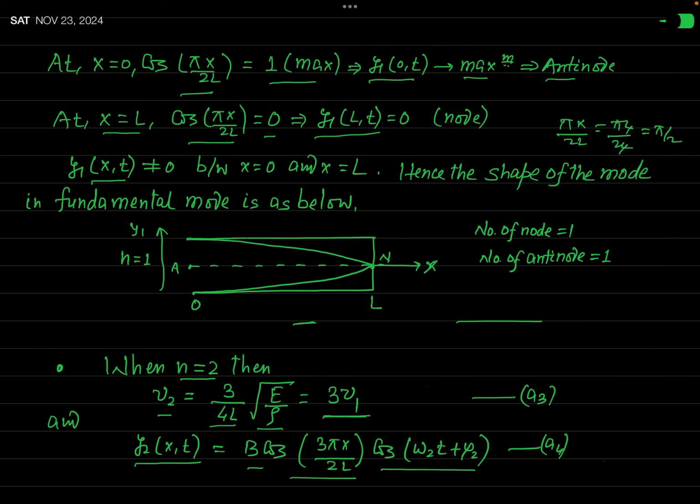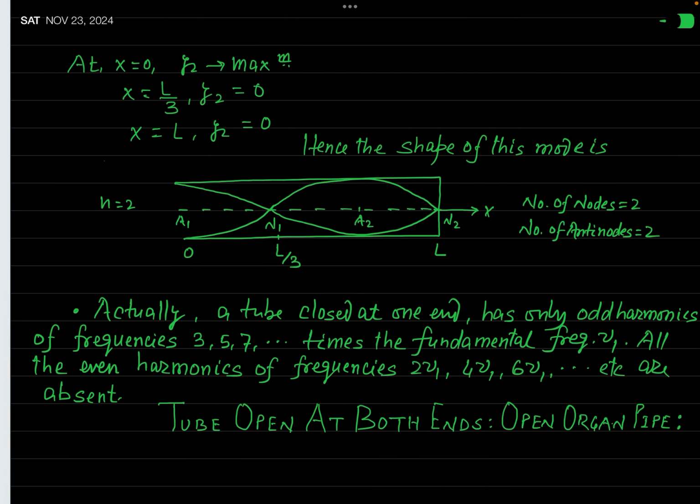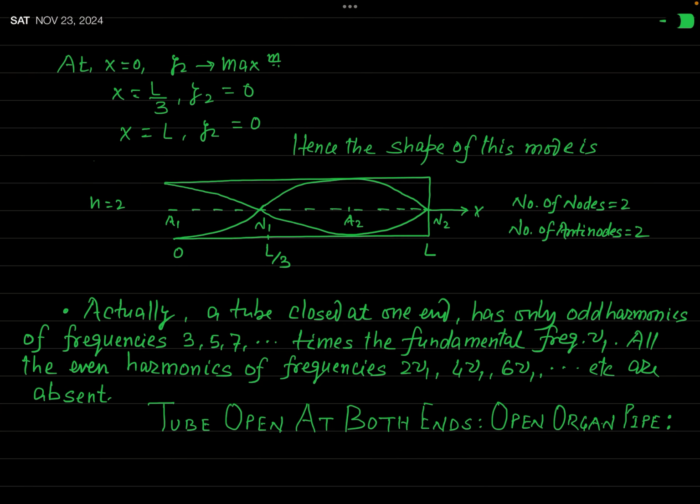Now again see, what will be this y2 when x is 0? When x is 0, then this cosine function will be cos 0, and cos 0 is 1, which is maximum. So again at x equal to 0, the displacement y2 will be maximum.